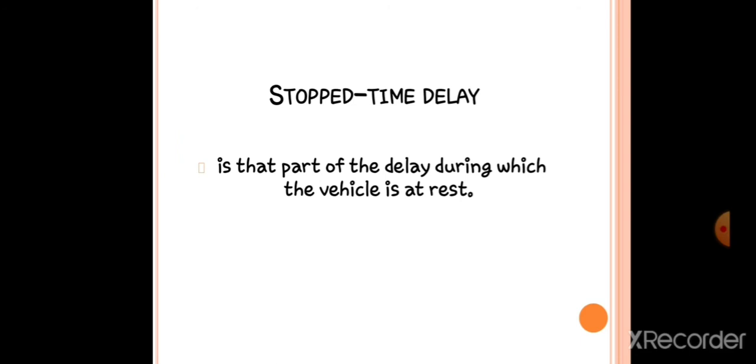So next is stop time delay. Stop time delay is that a part of the delay during which the vehicle is at rest.